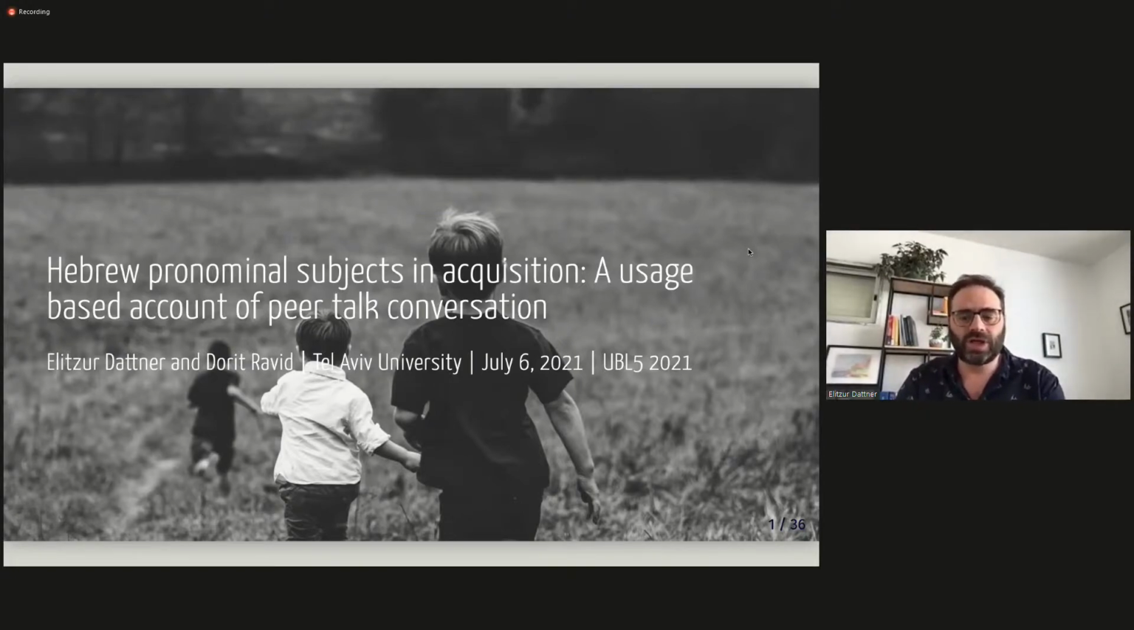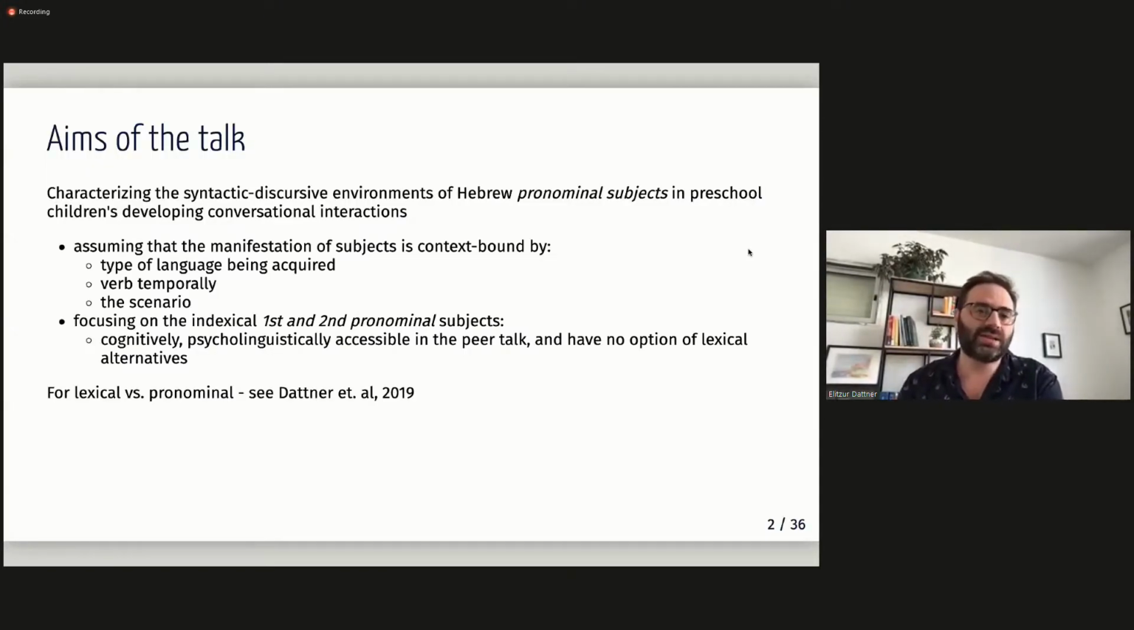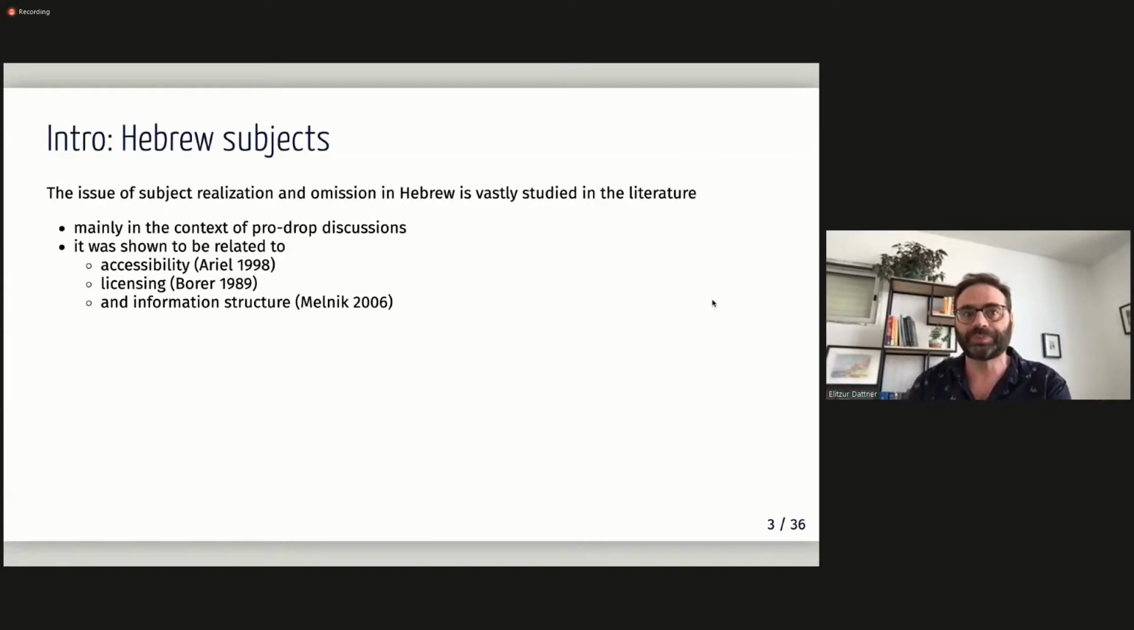The aim of the talk today is to characterize the syntactic discursive environments of Hebrew pronominal subjects in preschool children's developing conversational interactions. We assume that the manifestation of subjects is context-bound by the type of language being acquired, the verb temporality, and the scenario. We focus on the indexical first and second pronominal subjects, which are cognitively and psycholinguistically accessible in peer talk and have no option for lexical alternatives. If you're interested in lexical versus pronominal subjects, you can check out our 2019 paper.